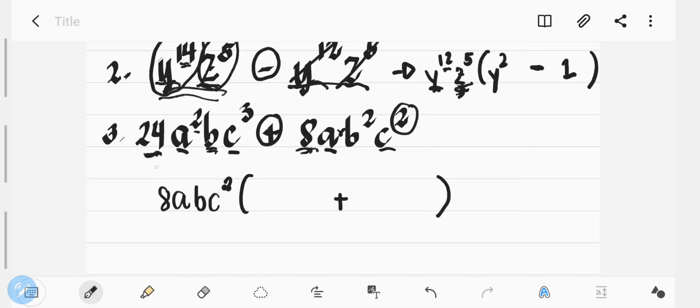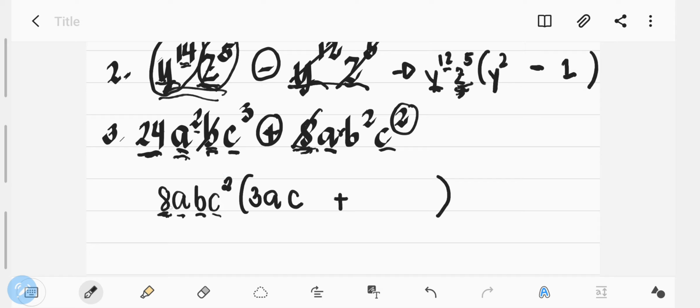And then, let us divide. So, 24 divided by 8, that is 3. And then, a squared divided by a, that is a, diba? Kasi 2 minus 1. And then, b divided by b, cancel. And then, c cubed divided by c squared, that's 3 minus 2, that's 1. So, kukopihin na lang natin ay c. Okay. Next, we have 8 divided by 8, that's 1. So, cancel lang.